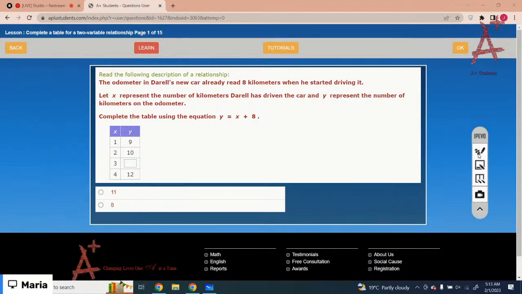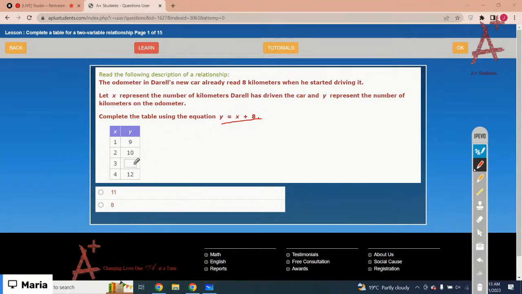Okay, let me just read the question. Read the following description of a relationship. The odometer in Daryl's new car already has 8 kilometers when he started driving it. Let X represent the number of kilometers Daryl has driven the car, and Y represent the number of kilometers on the odometer. Complete a table using the equation. So here the equation is y equals x plus 8.